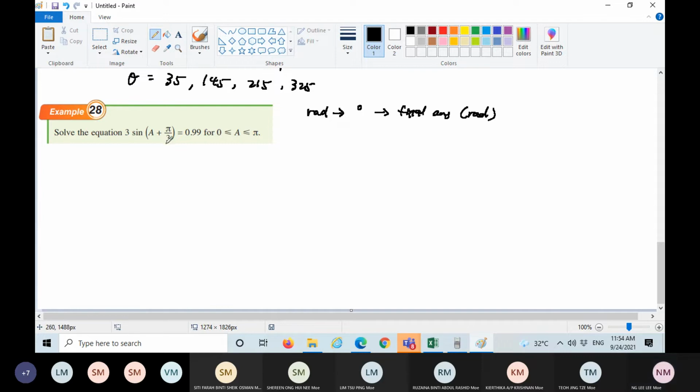So here you have A in radian. This one also is in radian. So remember 180 degree is pi. So the pi here you can change into 180 degree. Therefore, you know that the range for your A is from 0 to 180 degree only, not to 360 degree. 360 degree is 2 pi. Then how about pi over 3? Pi over 3 means here divided by 3, here divided by 3. So pi over 3 actually is 180 divided by 3 is 60 degree. So now my question becomes like this.